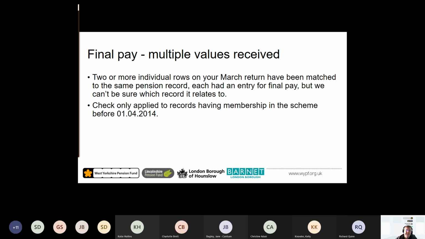Multiple values have been received. If two or more individual roles on your March return have been matched to the same pension record, each has an entry for final pay, but we can't be sure which record it relates to. Again, we're going to query that with yourselves.